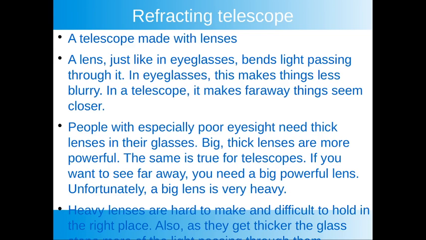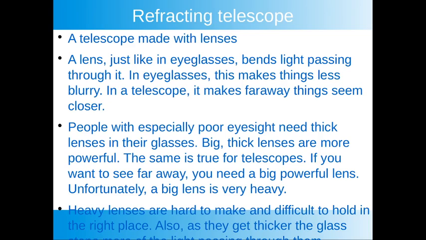Next we can move on to refracting telescope. As we said earlier, a refracting telescope is nothing but a telescope made with lenses. A lens, just like in eyeglasses, bends light passing through it. In eyeglasses, this makes things less blurry, isn't it? But in a telescope, it makes faraway things seem closer.